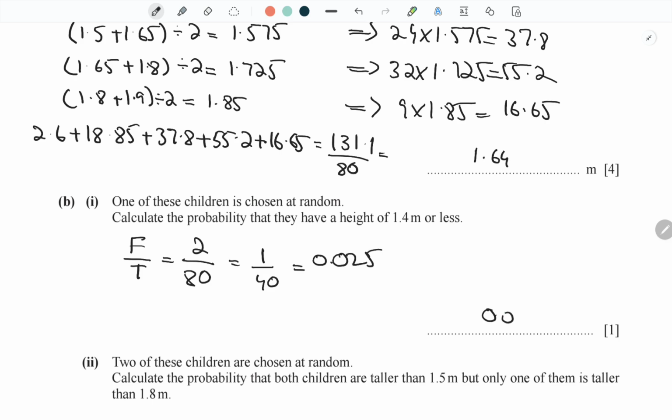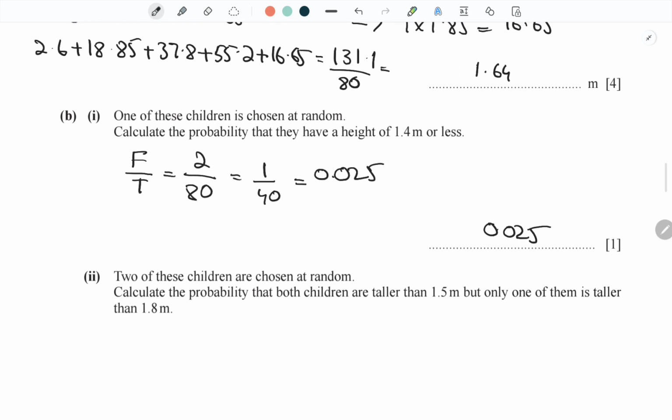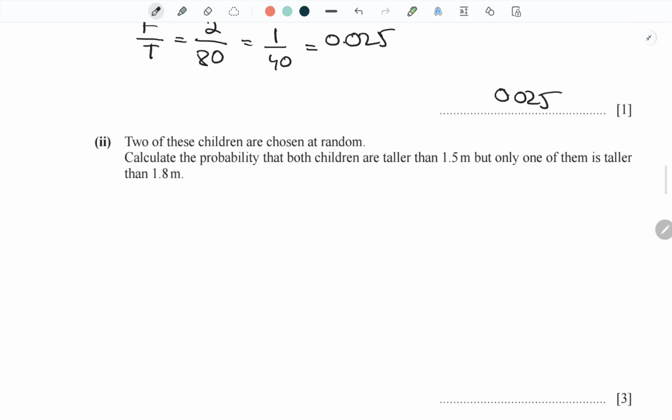So 0.025 is the answer of this one. Now we have the second one. Two of these children are chosen at random. Calculate the probability that both children are taller than 1.5 meters, but only one of them is taller than 1.8 meters.